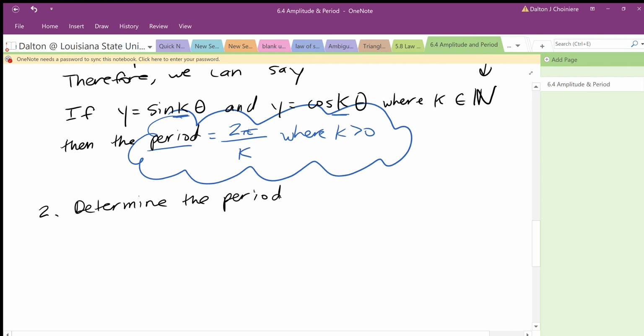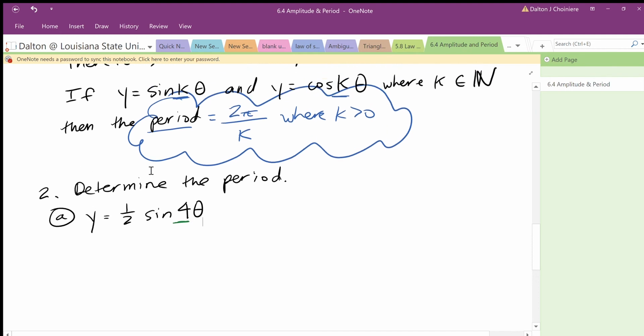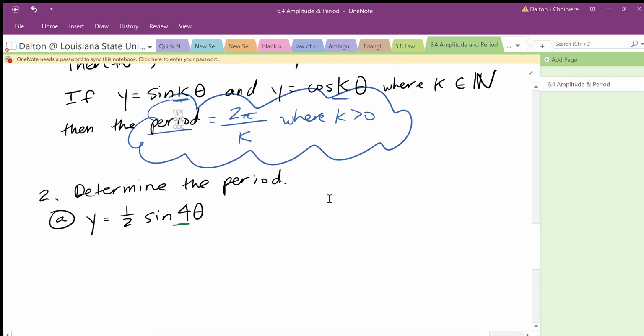And we'll do a couple of examples. So determine the period. Example A, if y is equal to 1/2 times the sine of 4 theta. If I want the period of this, again, you're going to go up to that function there that I have bubbled up in blue, which is saying that in the function given to us, my number in front of theta is 4, which if you're looking at these functions, that's what k is.